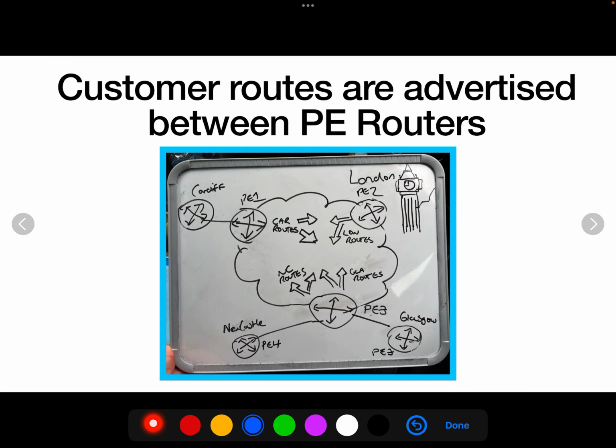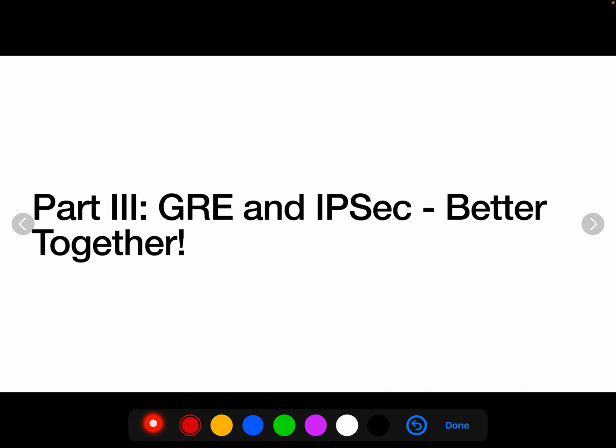Now, here we can see, just a closer look. You can see Cardiff's exchanging routes here with London and Glasgow. London's exchanging routes with Cardiff and Glasgow. Glasgow's exchanging routes with London and Cardiff, and Newcastle exchanging routes with Cardiff and London. So that's the advertising of routes between the provider edge routers.